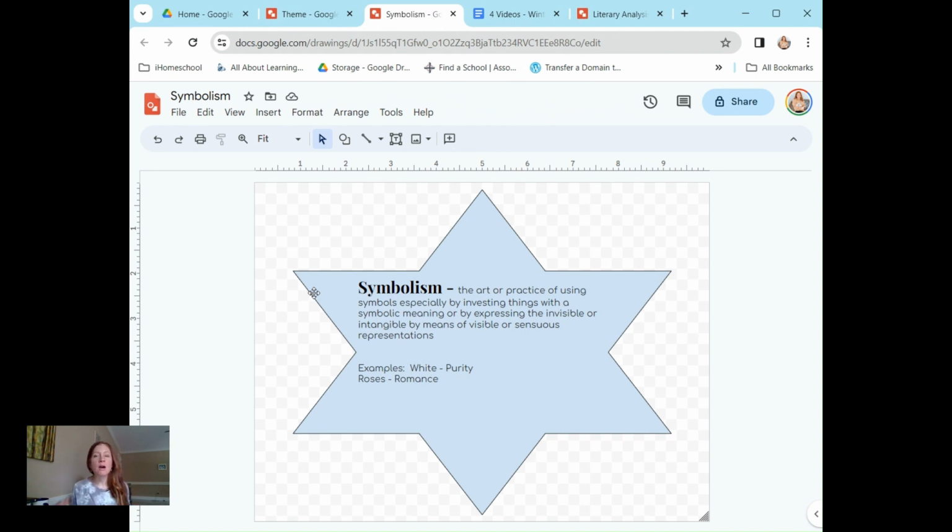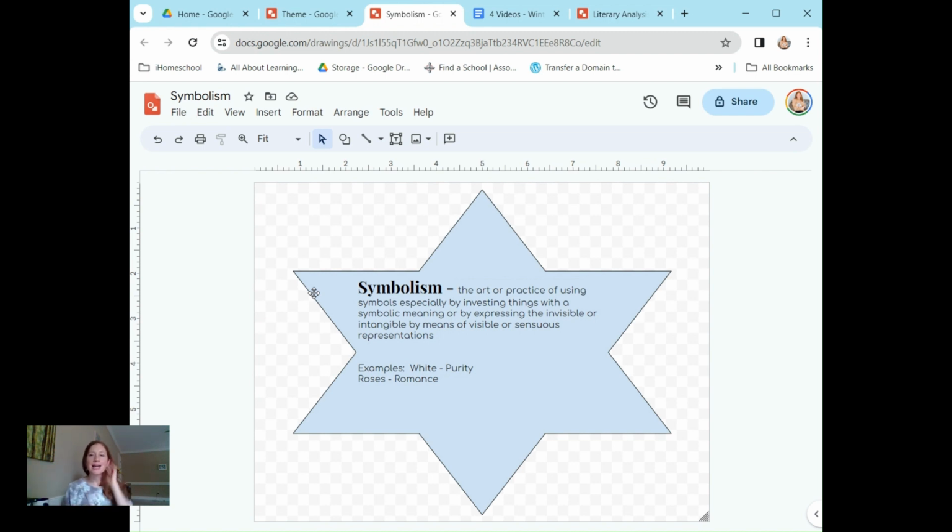So highlighting two terms for you in this essay, I wanted to share this literary device, which you probably already know, symbolism: the art or practice of using symbols, especially by investing things with a symbolic meaning or by expressing the invisible or intangible by means of visible or sensuous representations. Basically, gathering the essence of the words that are describing something tangible and transferring that essence into an intangible idea.